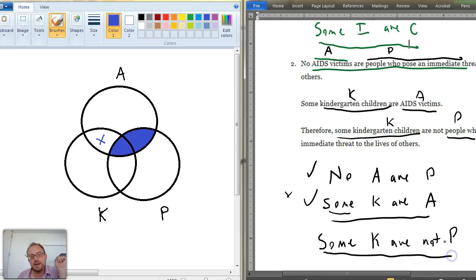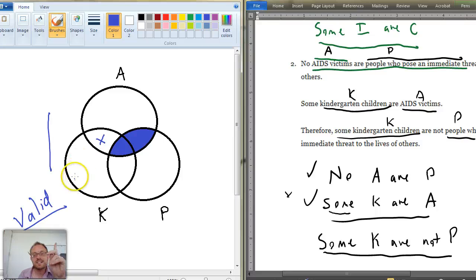Okay, now the conclusion here. Some of the K's are not P's. Can I read that from this diagram? Well, yeah, some K, I have an X, so yes, there are some K's. And are they P's? No, they're not, which means that this argument is valid. And in fact, it's unconditionally valid, okay? And that's how you do that diagram.